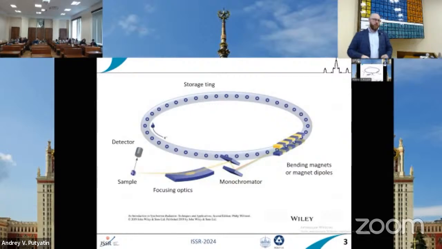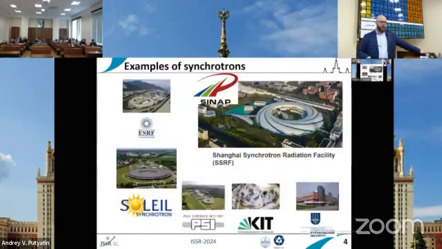And then there is something happening with our sample. We either detect the X-rays that go through the sample, or we detect the fluorescence of the X-rays from the sample. So there are different modes, different detectors that are used for analyzing our samples.